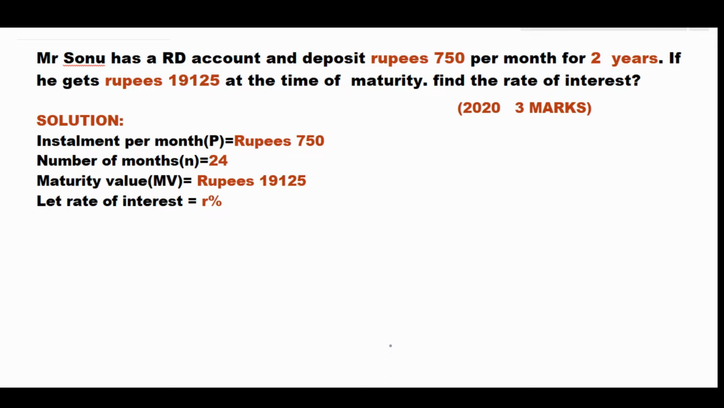Let us write the data given. So installment per month is rupees 750, P. Number of months for 2 years is 24. Therefore, N is 24. Maturity value MV is rupees 19,125. The rate of interest is R%. So let's write the MV formula. MV is equal to P into N plus I.